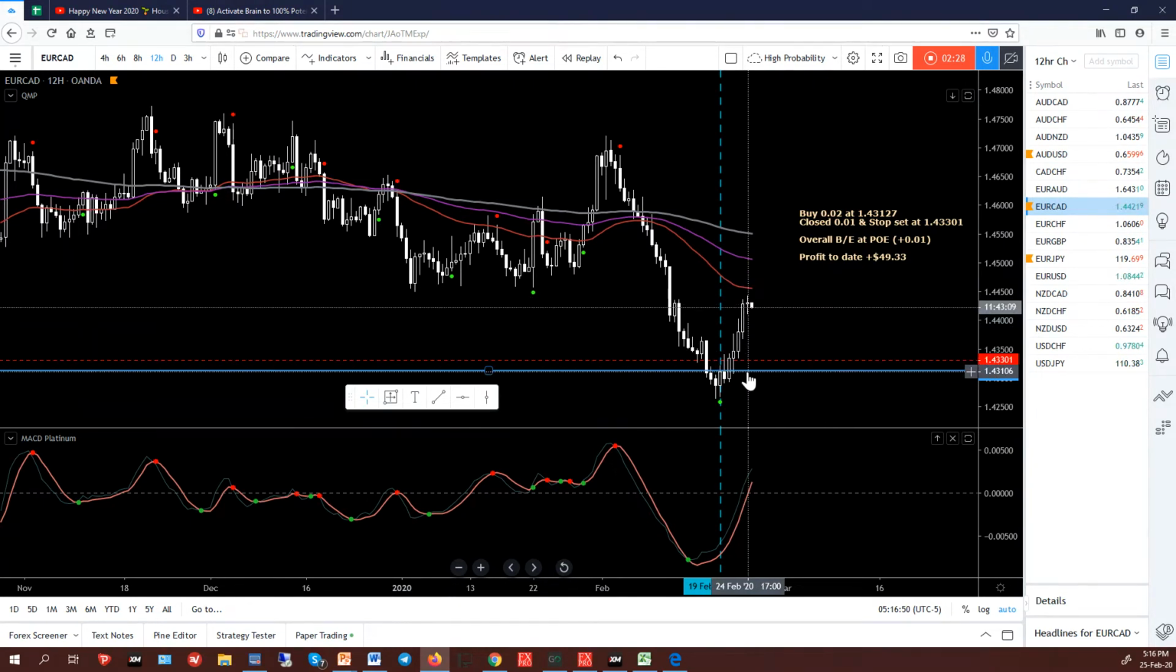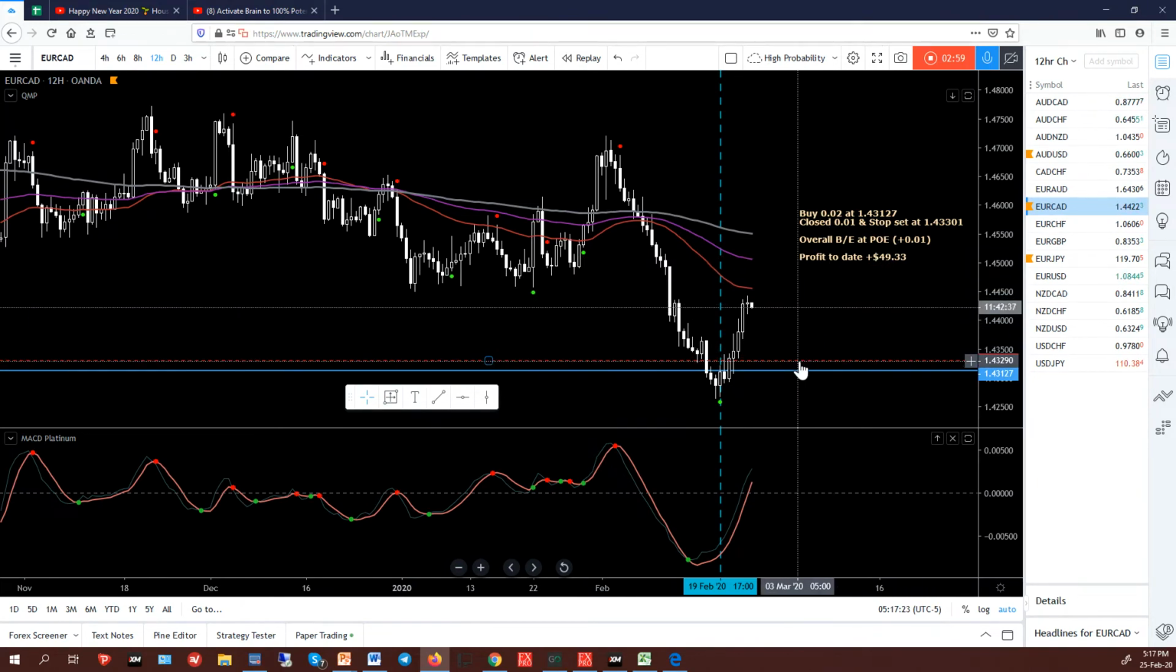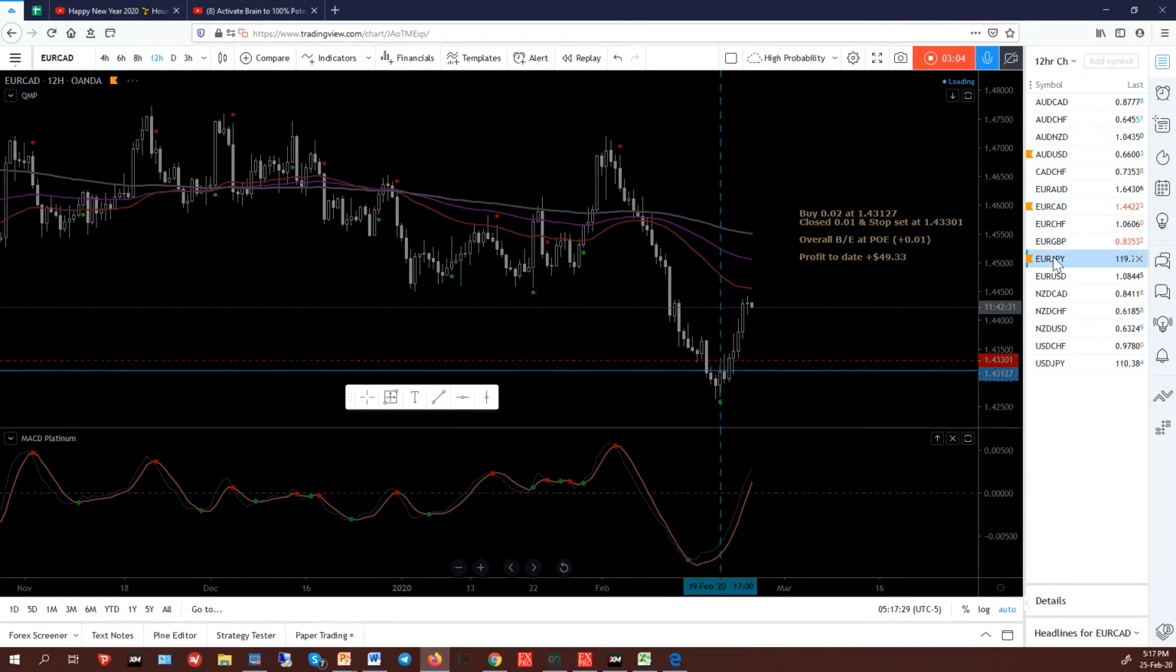My first sign that I had to take some action was when the MACD platinum, I'm looking at the brown line, red line, goes through the zero level. Basically did it in the last 12 hours. Now it's closer to the 50 EMA, so I've closed 0.01 of that trade and I've set a stop at 1.43301. That gave me a profit of $12.23, which has been added to the total $49.33. So stops in place above the entry level, so looking good there. Locked in some profit. That's Euro CAD, Euro Yen.